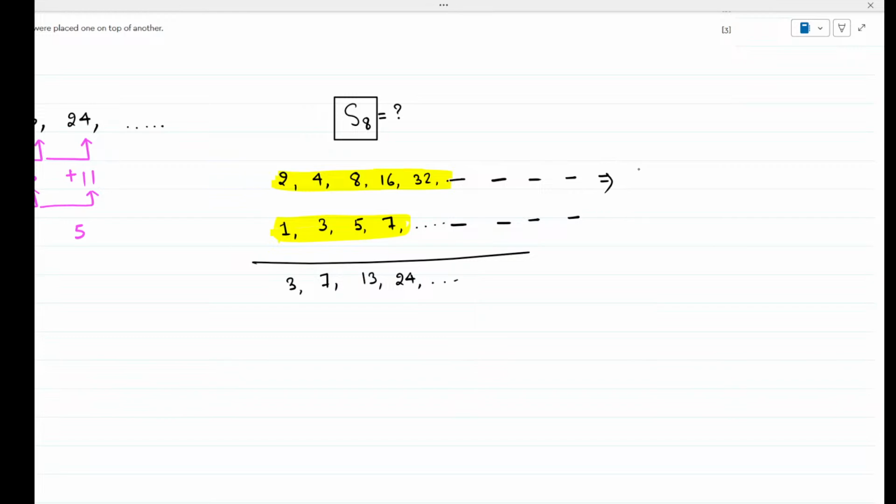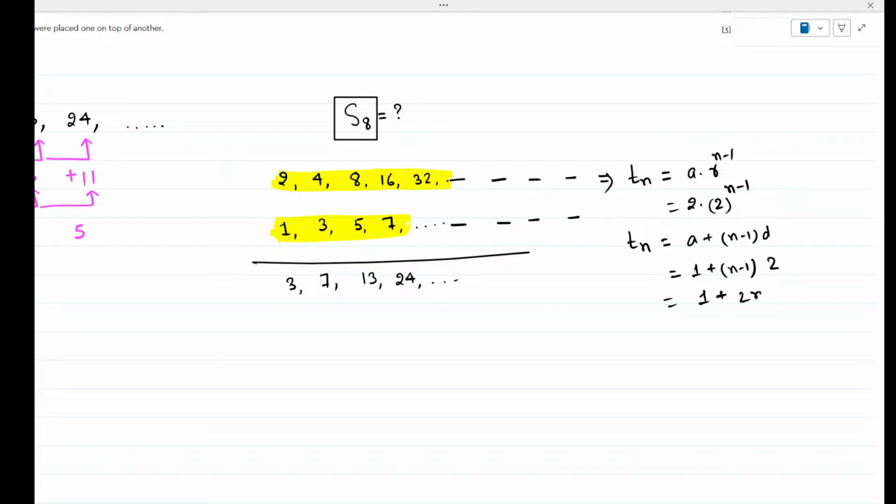first of all, can we write the nth term for this one? What should be the nth term for this expression? This is a geometric series, so it is a times r raised to the power n minus 1. So it should be 2 times 2 raised to the power n minus 1. Correct. What is the nth term of this one? It should be a plus n minus 1 times d. So what should be the a? A is 1, and n minus 1 times 2. So please simplify this. It will be 1 plus 2n minus 2. So this will be 2n minus 1.